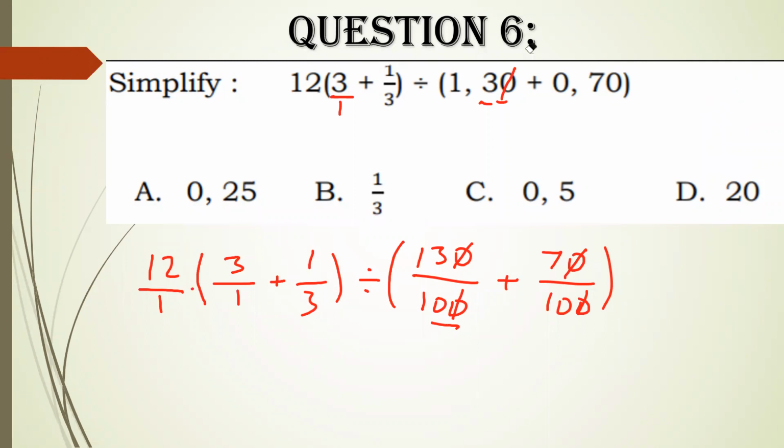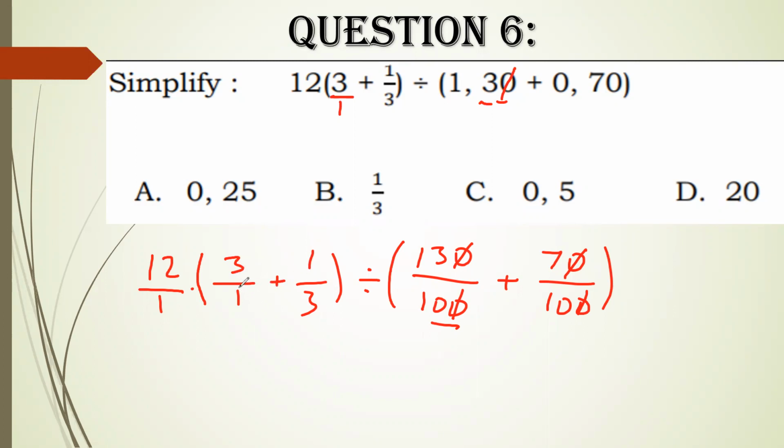Okay. So now 13 over 10, 7 over 10. As you see, they are equal. We can write 13 plus 7, 20 over 10. Okay, for this side, how can we add them?